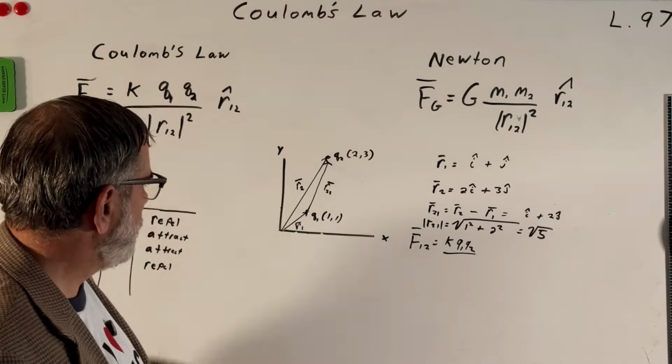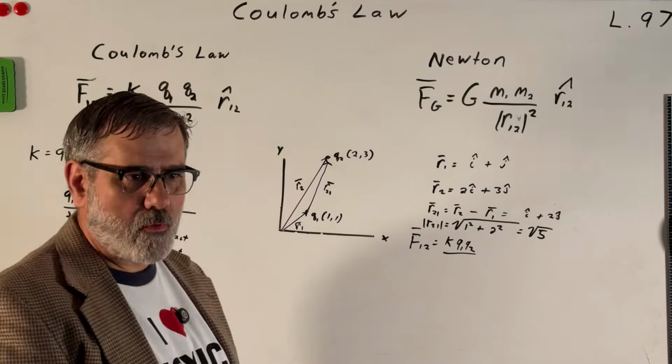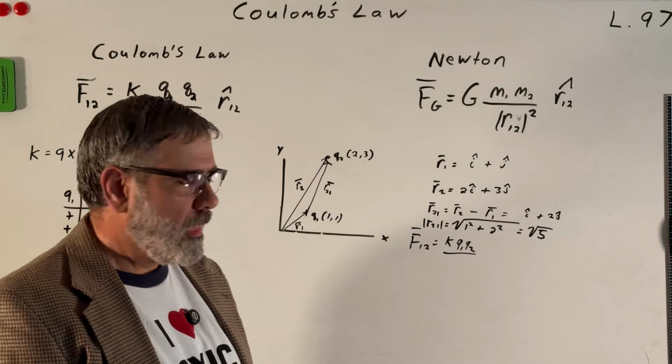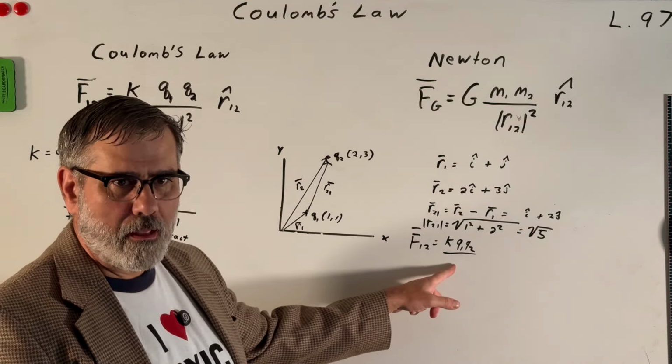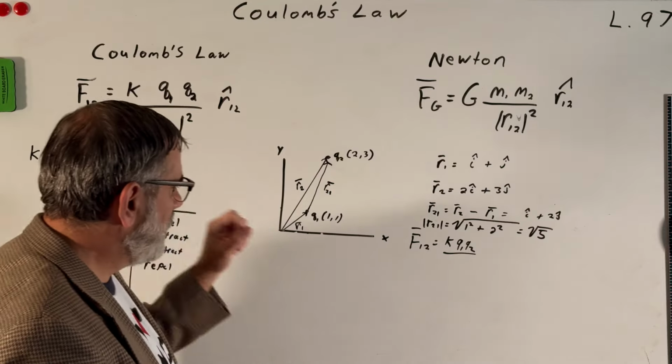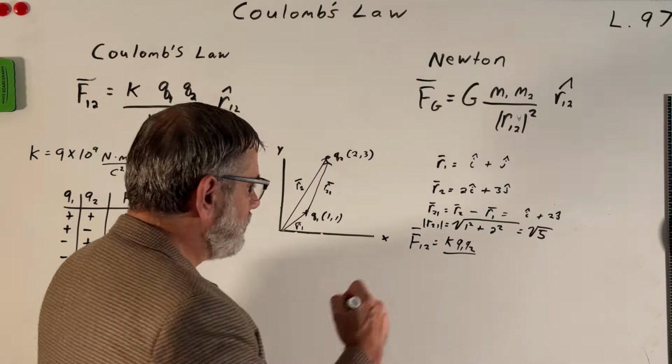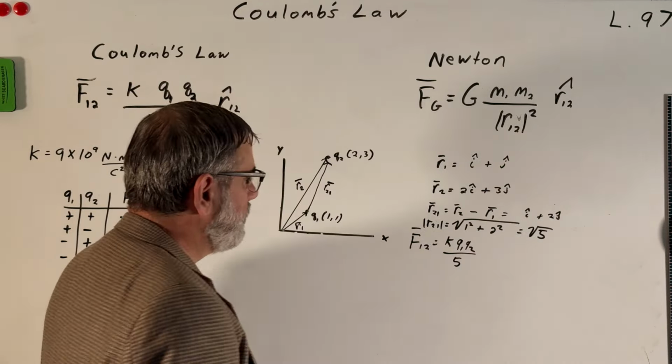That's its length. If I were to get my ruler out and measure it, it would be the square root of 5 long, all right? But we're supposed to divide by the square of that, right? Because it says R12 squared. So we square this magnitude, that's 5. So we get 5. You see that?